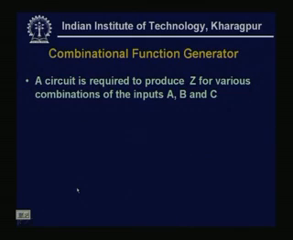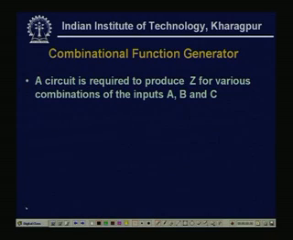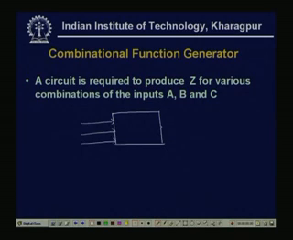Now, first we see a combinational function generator. Say a circuit is required to produce Z for various combinations of A, B, C. Means, say I am taking one black box, as if this is my system, there are 3 inputs and 1 output. See, inputs are A, B, C and output is Z.